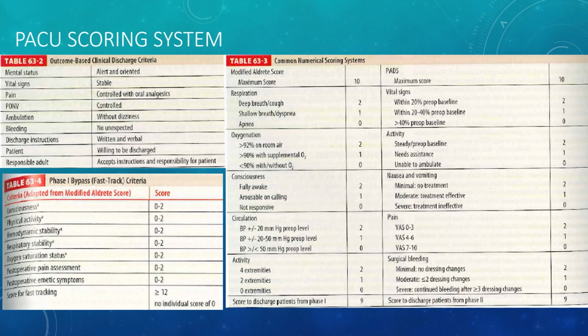There are several PACU scoring systems for assessing that our patient has recovered from the anesthetic influences, as you see here in our slide. And the most important one probably is the modified Aldrete score, which we're using for fast track criteria, which we'll talk about in a second.